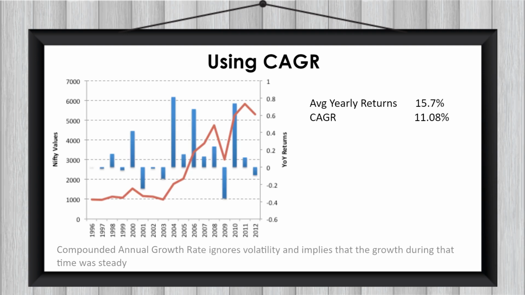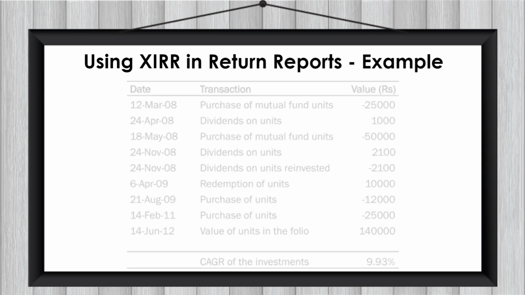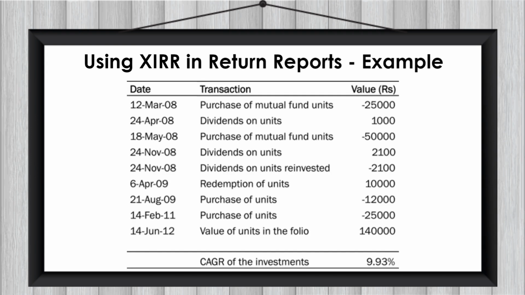A CAGR of 11.08% per annum does not mean that equity grew by 11.08% every year. It would have grown at varying rates each year, but the smooth average of growth over a period is 11.08%. MS Excel can be used to compute CAGR.